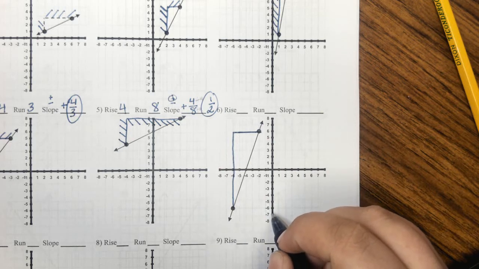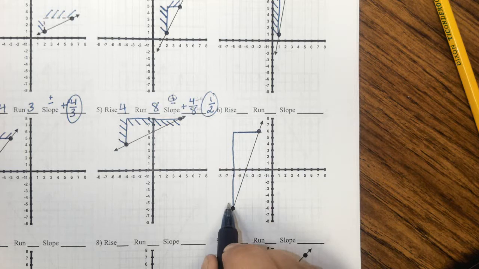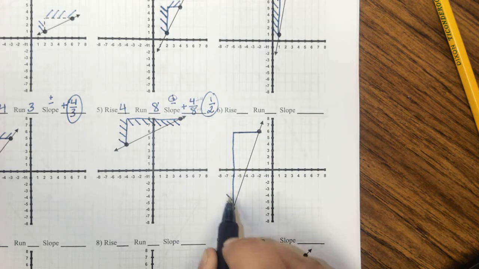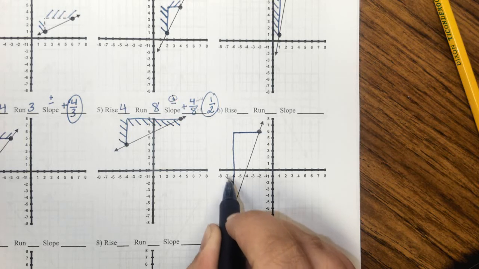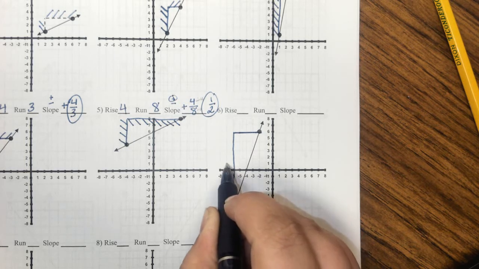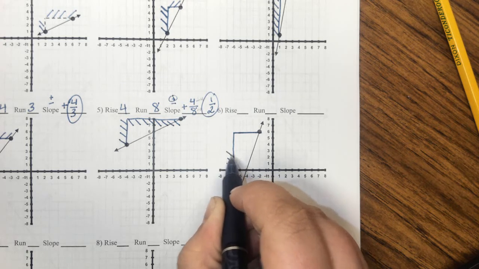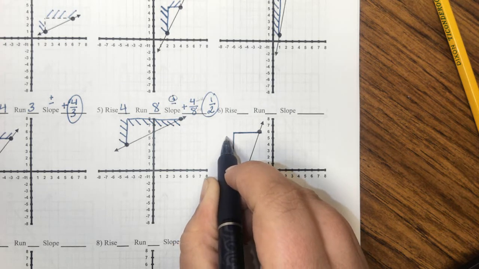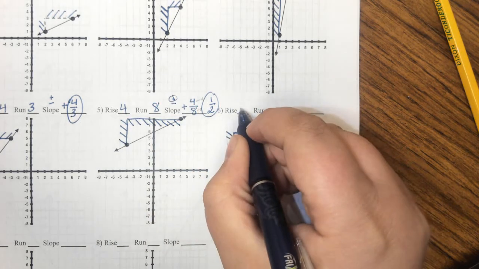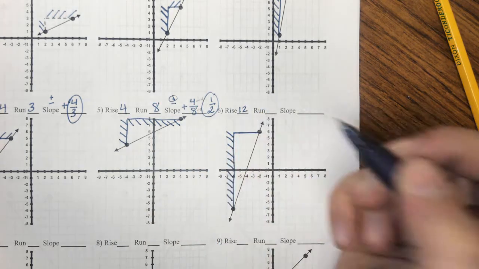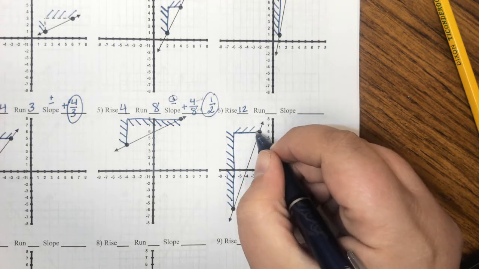The run is 1, 2, 3, 4, 5, 6, 7, 8, 9, 10, 11, 12. The rise is 12. The run is 1, 2, 3, 4.